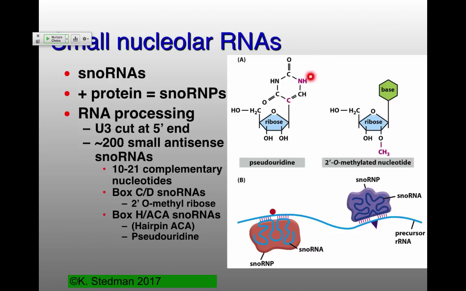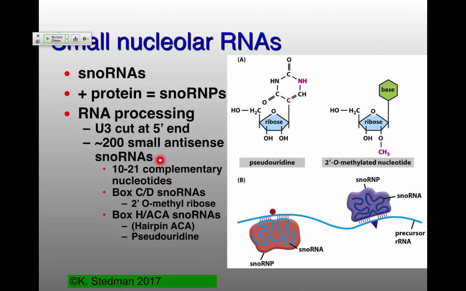But now we've got, of course, different base pairing interactions that can happen. Normally base pairing can happen here. NHs can undergo base pairing as well. So pseudouridine, one of the most common modifications. The second one is the methylation of the 2' position in the ribose. These two literally are happening hundreds of times through your ribosomal RNA sequences. And again, at very specific places, that specificity comes from these snoRNAs.